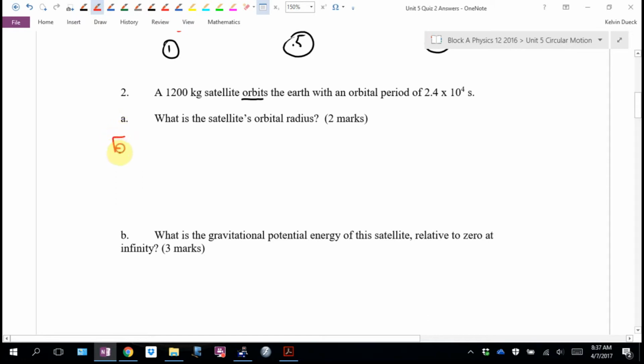Well, gravity is what's pulling me in a circle. Big G, big M, little m, over r squared equals, F equals what times A? Don't forget the mass. But I think now I'm going to use the 4 pi squared r over T squared. You all know where that is on your formula sheet.